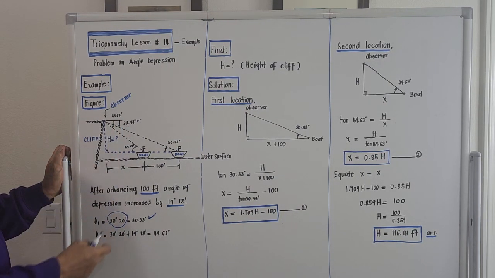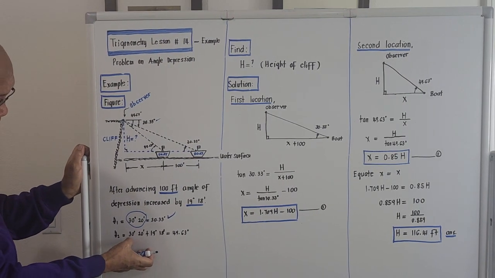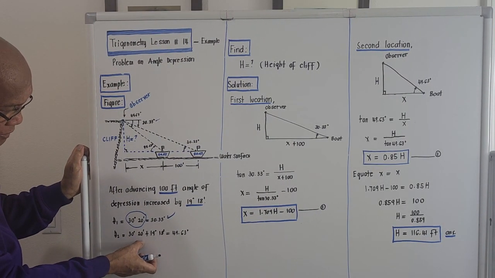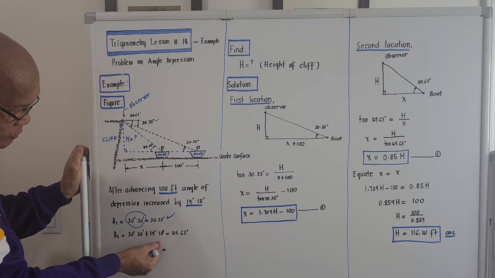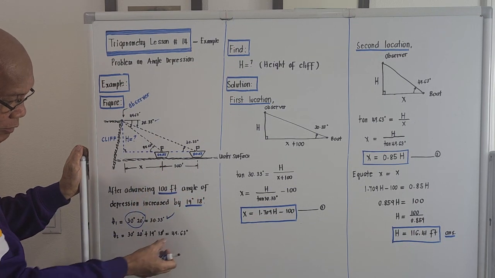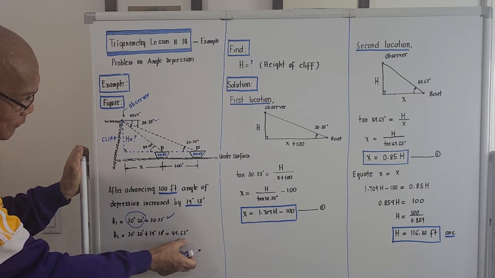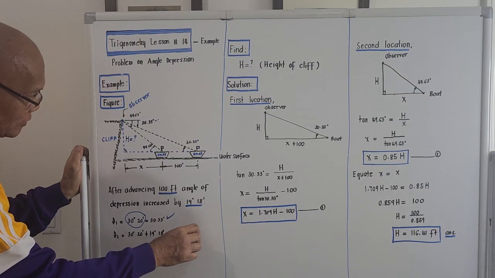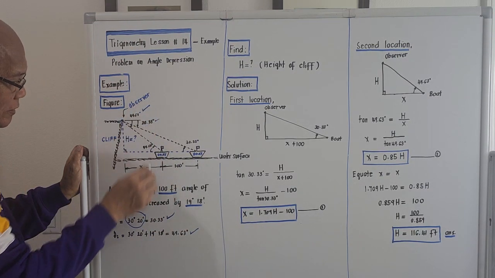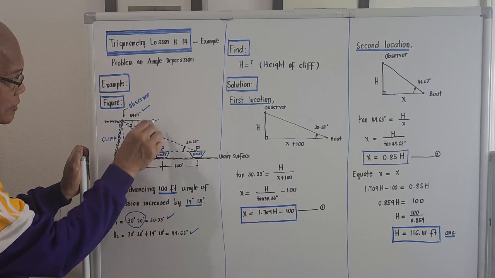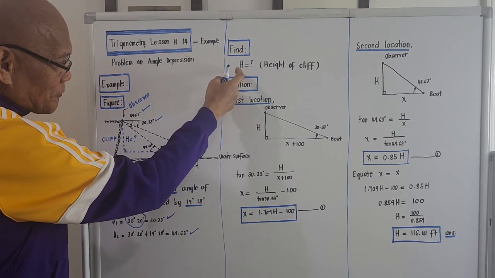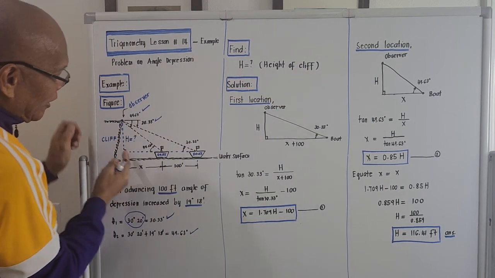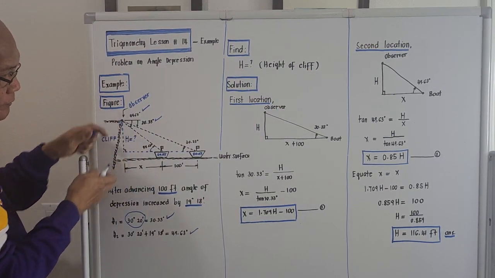The second angle of depression increased by 19 degrees 18 minutes. So initially, this is 30 and 20. We add 19 degrees and 18 minutes, and if we take the summation of this and convert it to decimal, it will be 49.63 degrees. So this is 49.63 degrees, and this is 30.33. The problem is asking, find capital letter H, the height of the cliff. How high is the cliff above the water level?